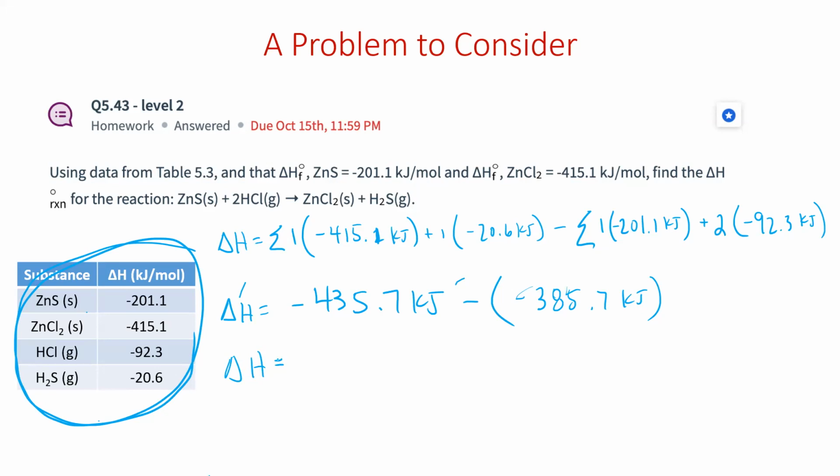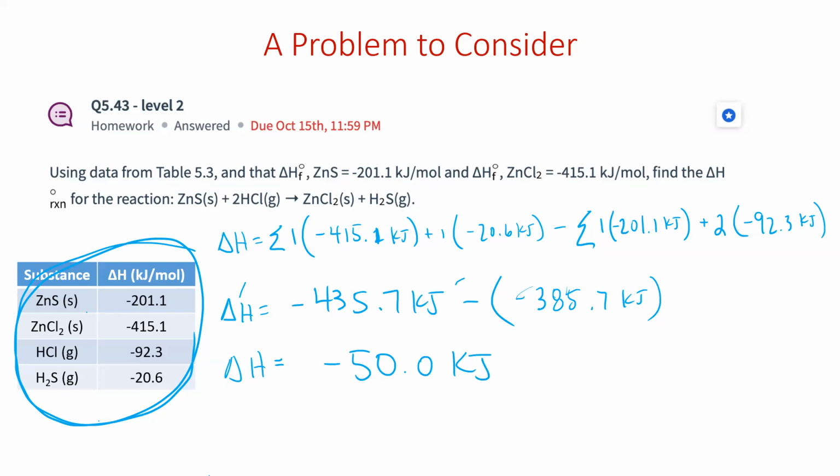All right. We get our delta H. Somewhere here, I've got my laser pointer. So we've got this, we're going to subtract. This is positive, so we're really going to add this across. I add this across. And I get a negative 50.0 kilojoules.